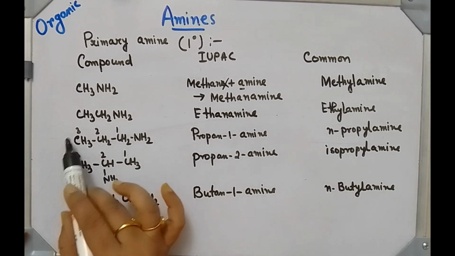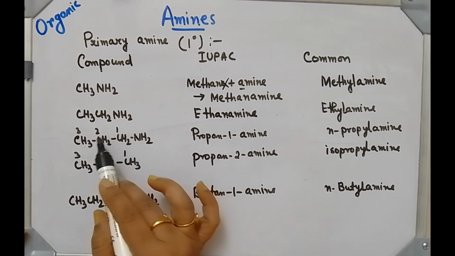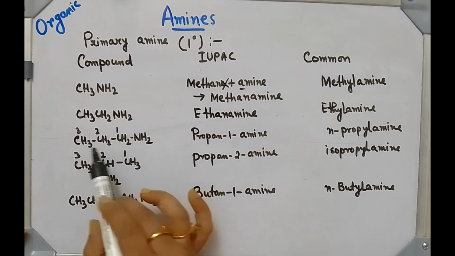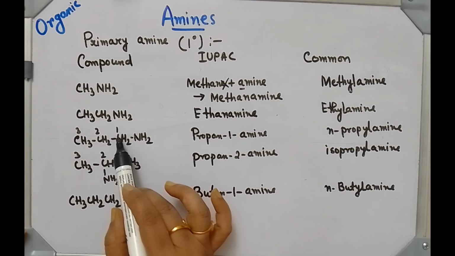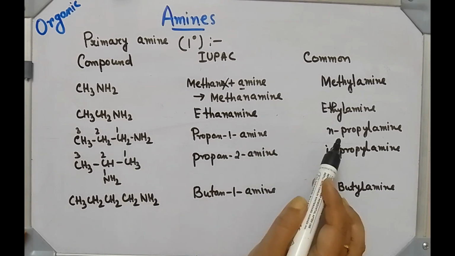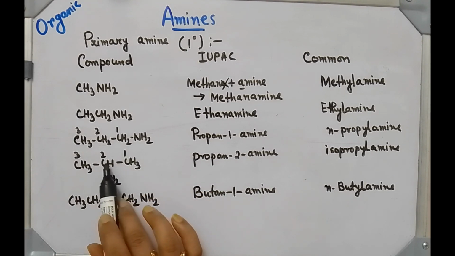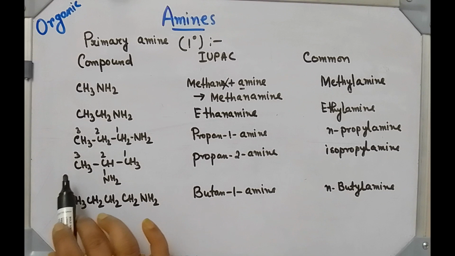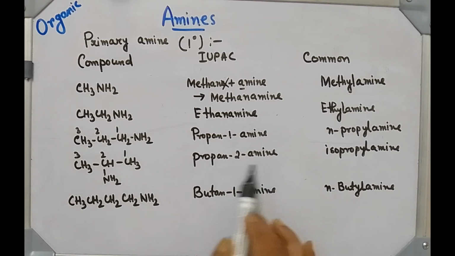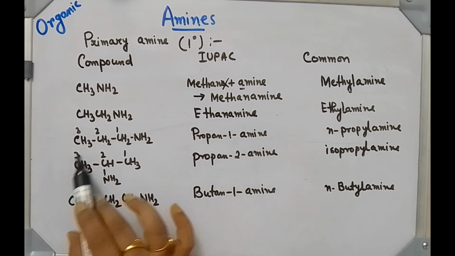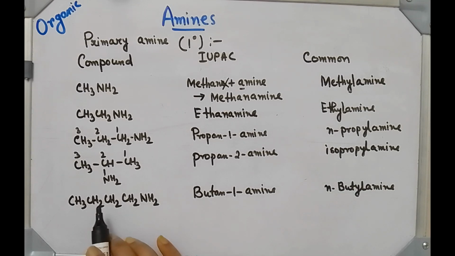Now see here, a propyl group is there. So NH2 may be in this position, or may be in this position. If the NH2 group is at carbon number 1, it is propan-1-amine, and this is the n-propyl group, n-propyl amine. And if the NH2 group is at position 2, this is the main chain or parent chain, so you have to write propan-2-amine. And this is the isopropyl group, you know already, so its common name is isopropyl amine.